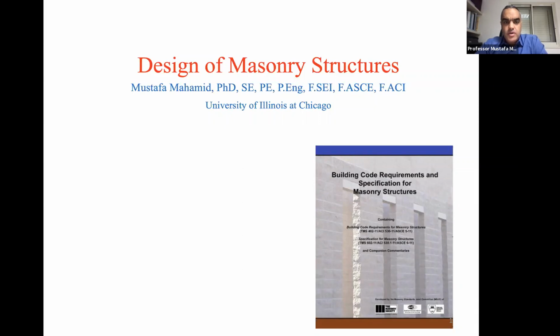Today, we'll talk about design of masonry structures. We'll cover material about the different components of a masonry structure and their specifications, because those are important in showing on the drawings. And we'll talk about the design methods, covering allowable stress design and strength design.